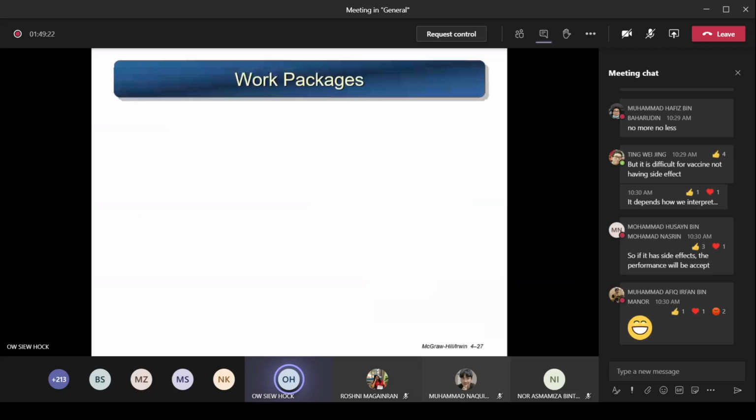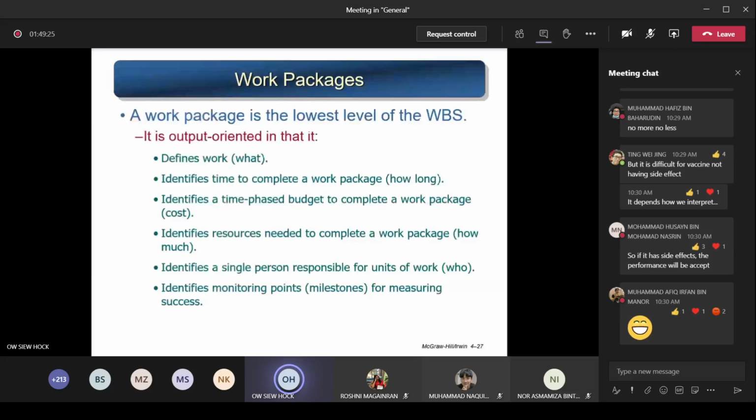Then you stop. Okay. Now, the lowest level, just now I mentioned the term, is called work packages. A work package is the lowest level of the WBS. It is output oriented, in that at the end is an output. You know what you're going to produce. So this lowest level defines the work, what you want to produce. It identifies the time to complete a work package. If you do this task, how long do you need to spend? Let's say 10 days, 5 days. It identifies the time-phased budget to complete a work package. How much does it cost to carry out? It's just like, okay, I want to design this survey form. How much time? Actually, I took quite some time. Let's say a week. And remember, I mentioned time is money. So if I spend 1 week, how much do you have to pay me for doing the task for 1 week?